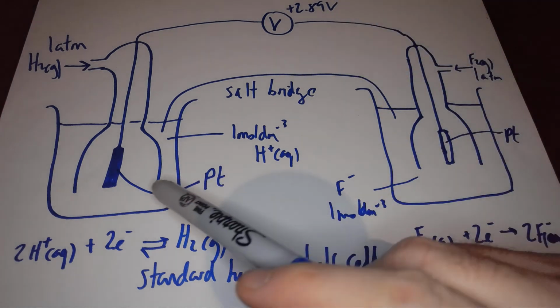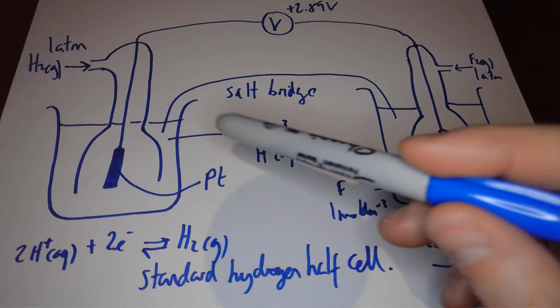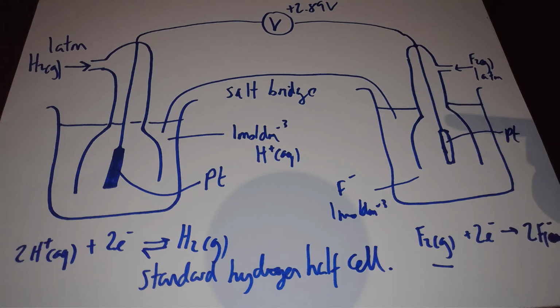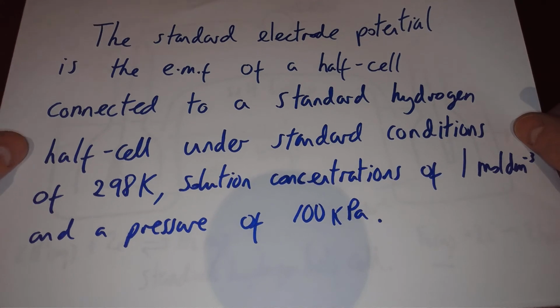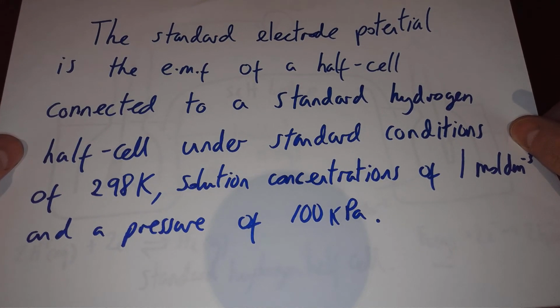Cells don't have to have the hydrogen half cell. Okay, it's only when you want to work out the standard electrode potential, because the standard electrode potential definition states that it's connected to the standard hydrogen half cell under those conditions.